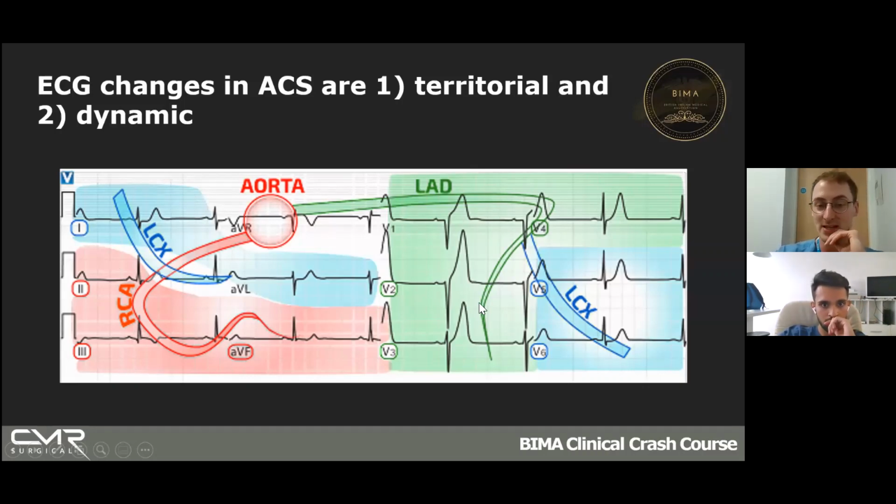Similarly, in the LAD, so the big one, this supplies about half of the left ventricle, which is the front of the heart, the anterior side. This is represented by V1 to V4. So if your LAD is blocked, you'll get changes in these leads. And lastly is your circumflex artery, which comes off of your left main stem.